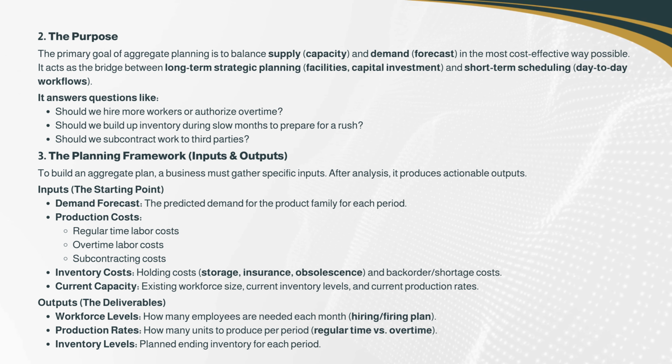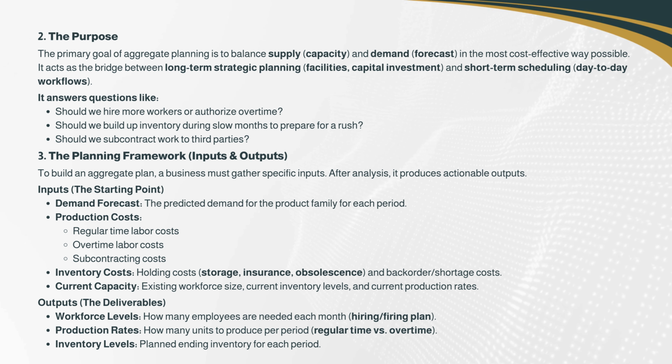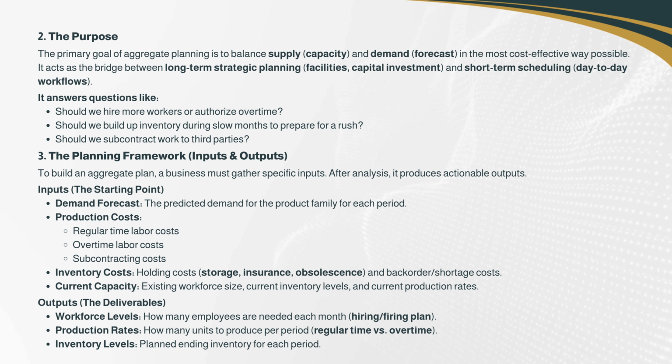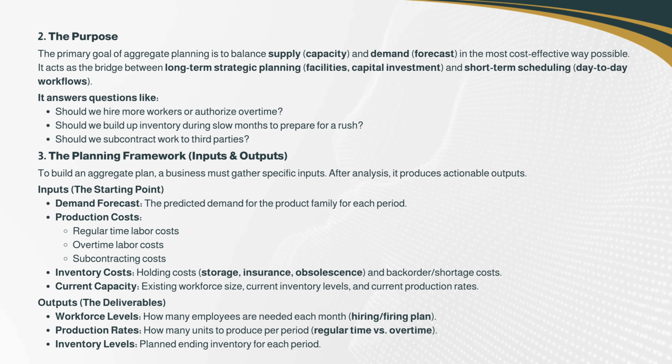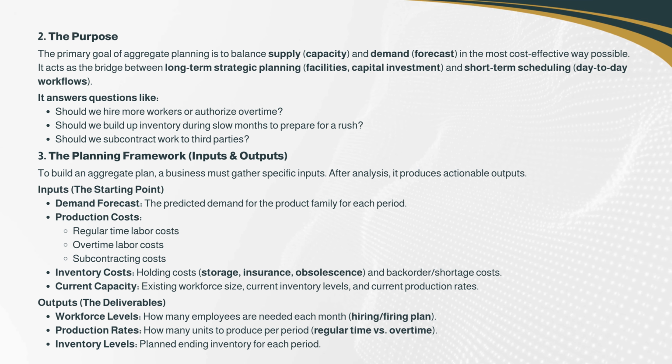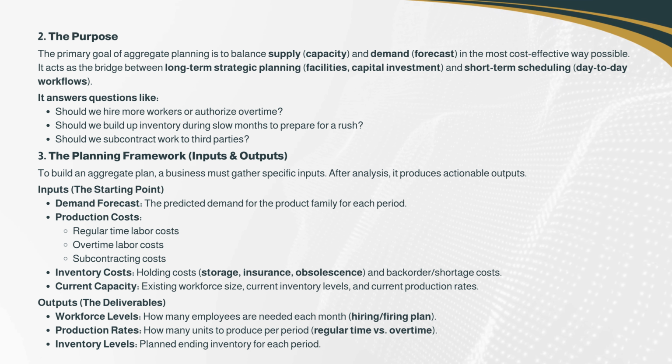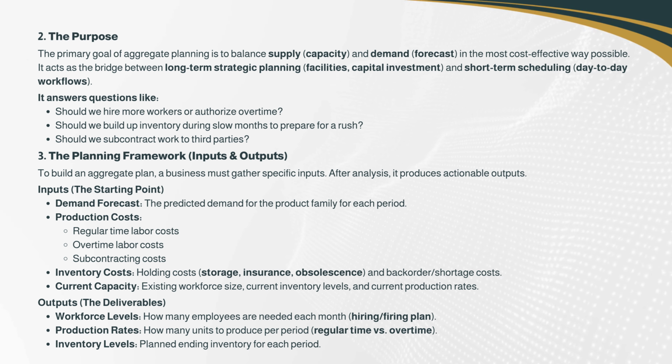Outputs: the deliverables. Workforce levels: how many employees are needed each month, hiring, firing plan. Production rates: how many units to produce per period, regular time versus overtime. Inventory levels: planned ending inventory for each period.